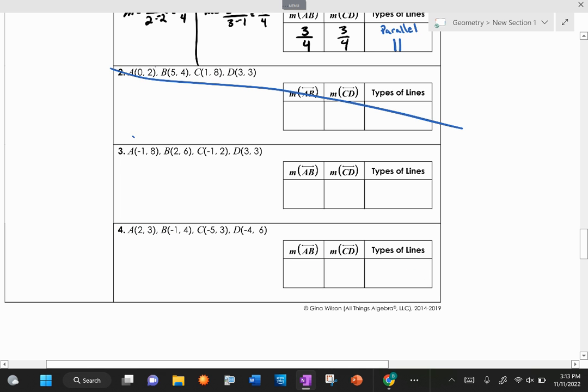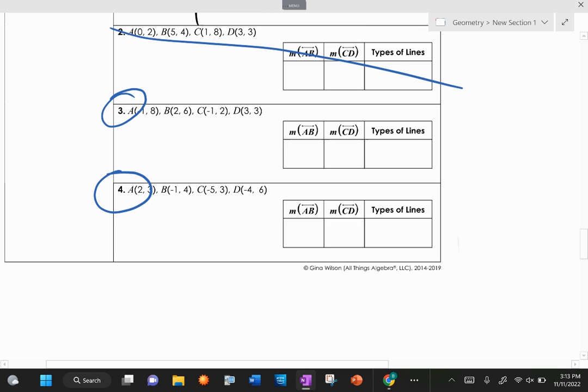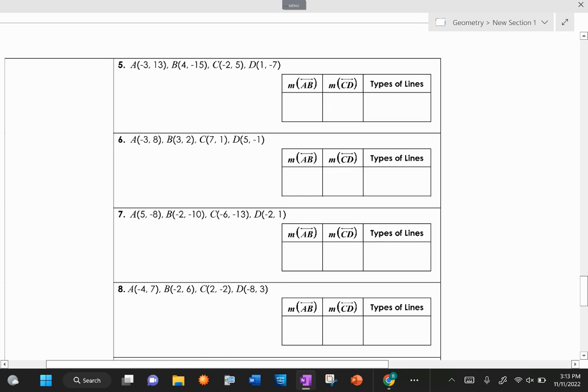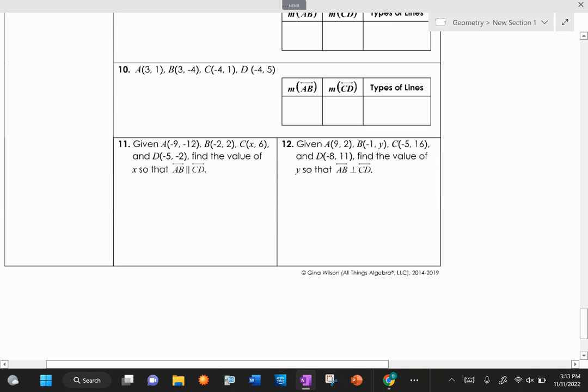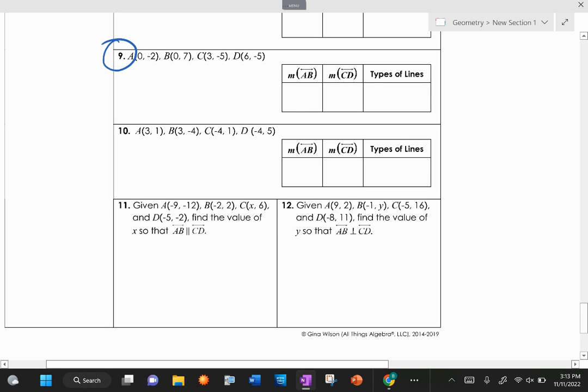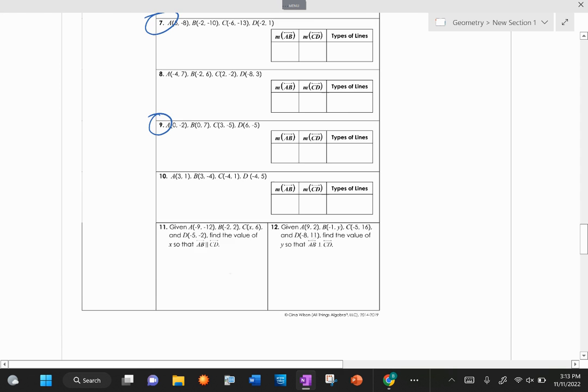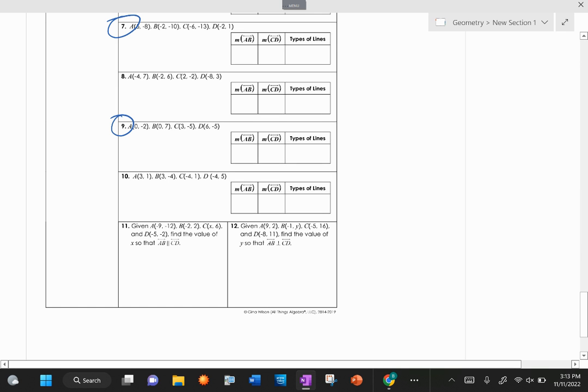We don't do 11 or 12. I think we're fine. Bram, 3, 4, 7, and 9, and then I want you to choose between 11 and 12. I'm doing 11.